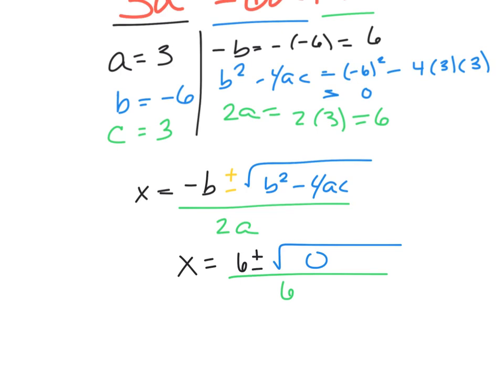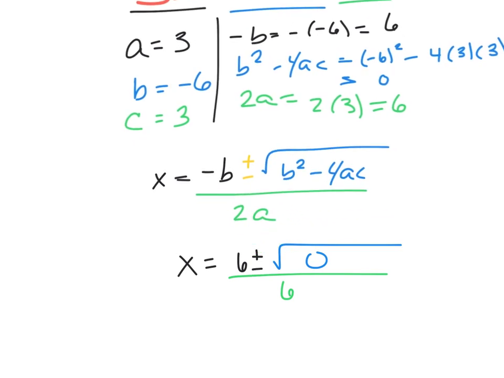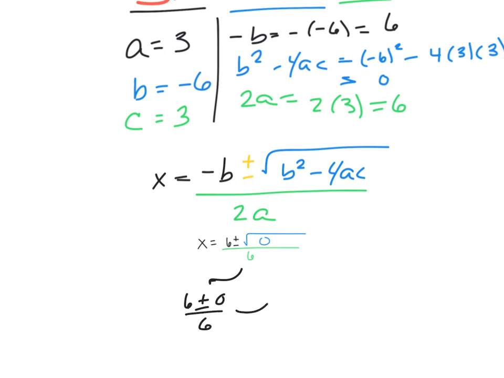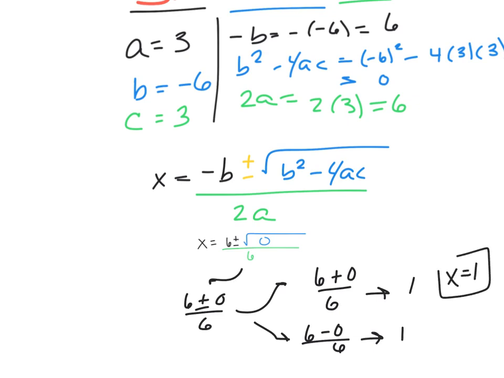I know the square root of 0 is 0. So I get 6 plus or minus 0 over 6, which becomes 6 plus 0 over 6, and 6 minus 0 over 6. I type this into my calculator and I get 1. Type this into my calculator, I get 1. So I can say that x is equal to 1. And that's it.